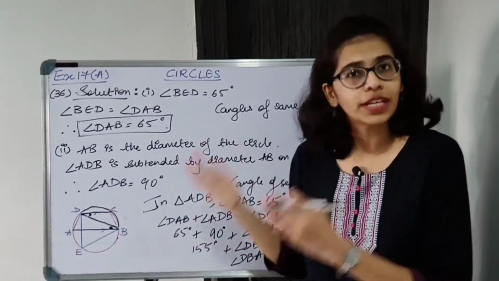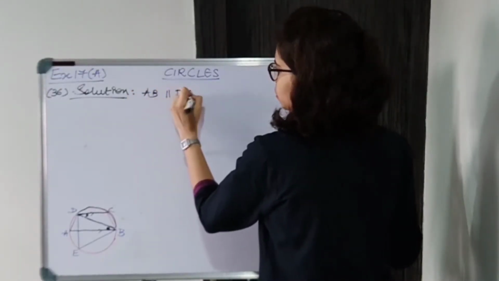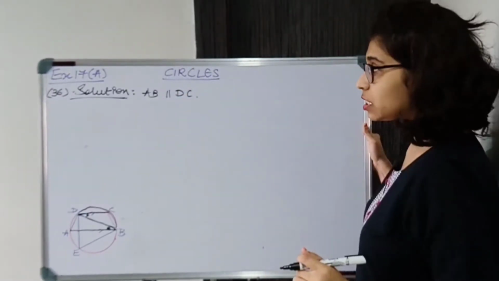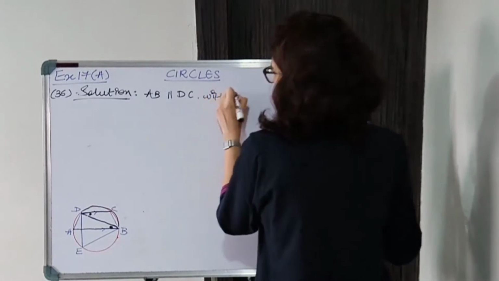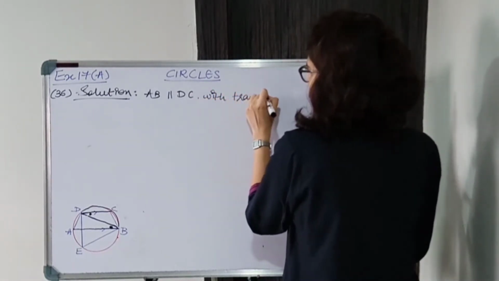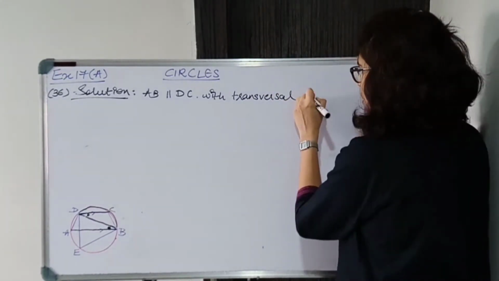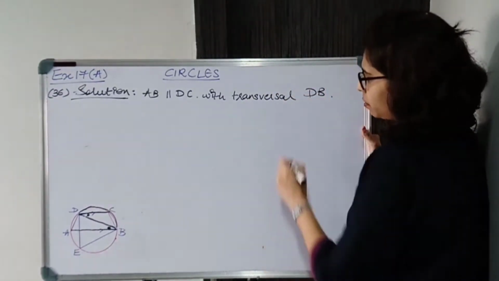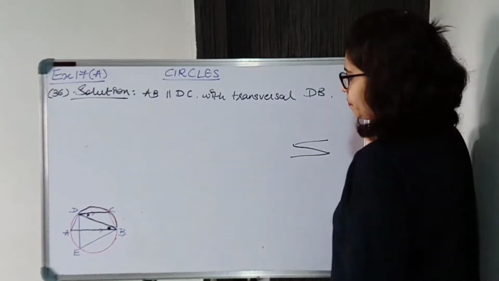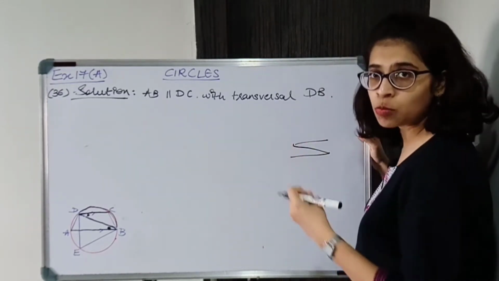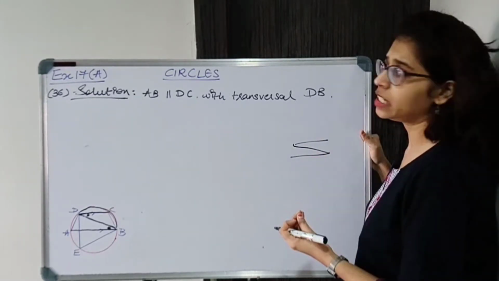okay, so now let us write that down. Now AB is parallel to DC. This is given to us with transversal DB. ओके, दो पैरेलल लाइंस है, एक ट्रांसवर्सल है, ऑल्टरनेट एंगल्स फॉर्म हो रहा है. Z मतलब ऑल्टरनेट एंगल्स, F मतलब करस्पॉन्डिंग एंगल्स एंड C मतलब इंटीरियर एंगल्स.